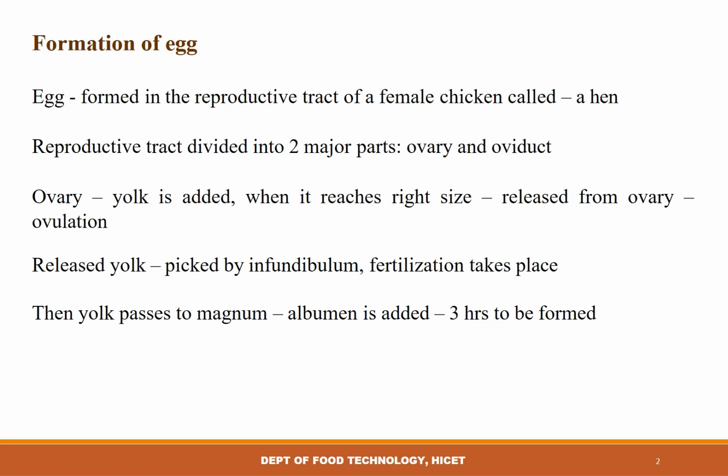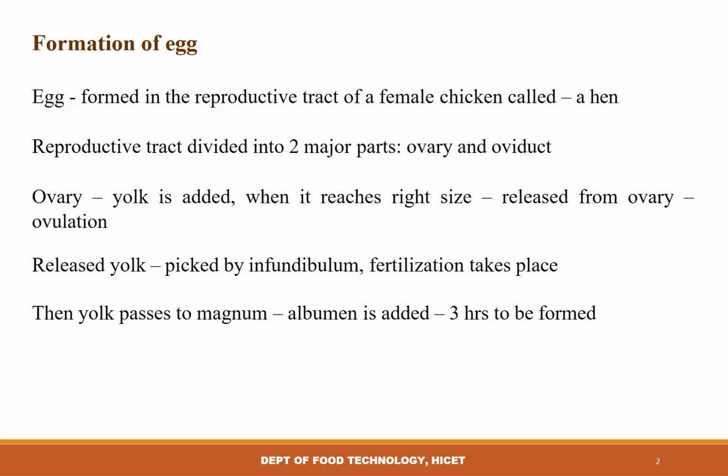So the reproductive tract is divided into two major parts, ovary and oviduct. The ovary is where the yolk is added until it reaches the right size. Then the yolk is released from the ovary, which is the process called ovulation. The released yolk is then picked up by the infundibulum. After the infundibulum absorbs the yolk, inside that region, fertilization takes place.